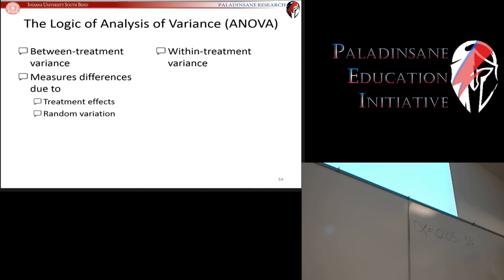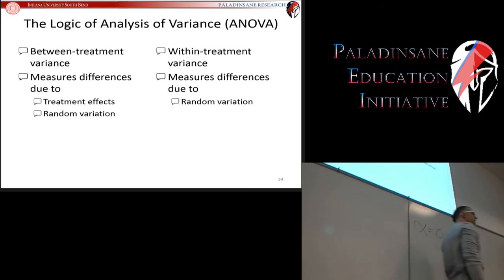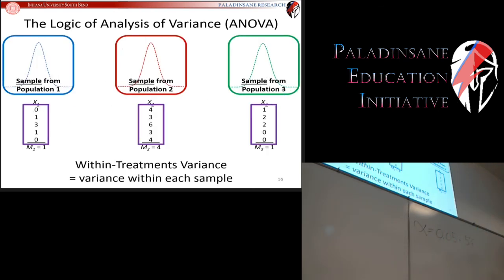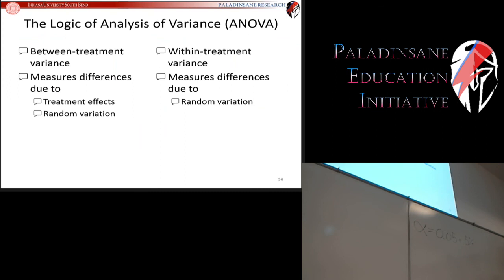However, when you take a look at the within treatment variance, that variance only measures differences due to random variation. Because when you take a look at the variability inside each sample, there is no treatment effect here. Because for the sample from population 1, everybody here got treated the same. So the fact that this person scored a 0 and this person scored a 1 can only be due to random variation between those two people. The fact that this person scored a 1 and this person scored a 3, they were treated exactly the same. It can only be due to individual differences between the people. So all of these differences that within treatment variance is measuring can only be due to random individual differences. Same thing here, random individual differences. Same thing here, random individual differences. So that is the only component of within treatment variance.